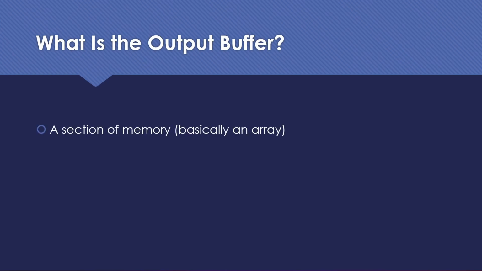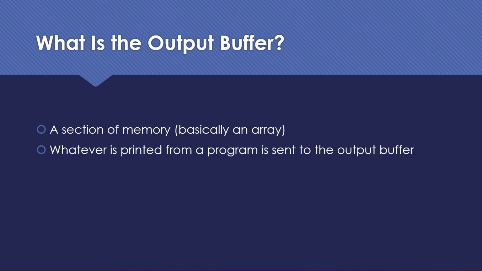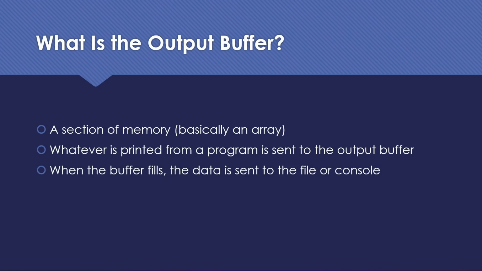It's a section of memory, basically an array in memory. And whatever is printed from a program is sent to that output buffer. So it's not sent directly to the disk or to the screen. It's sent to this section of memory and stored there until the buffer fills up, when we send the data to the file or to the console, or until someone specifically flushes the buffer, which is what endl is doing in addition to writing the character.